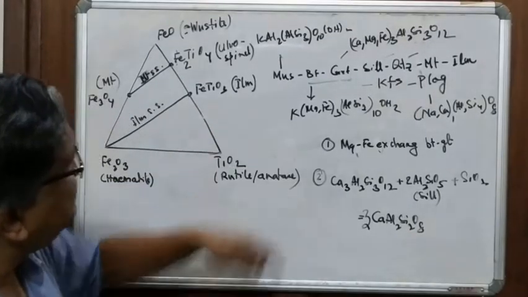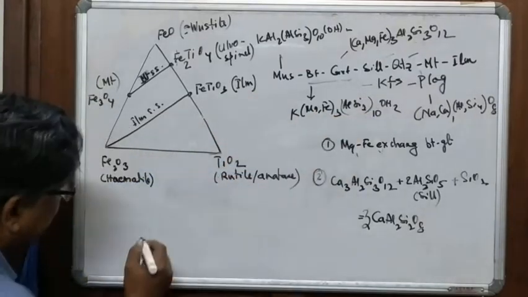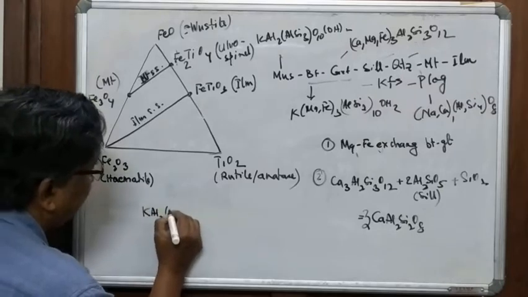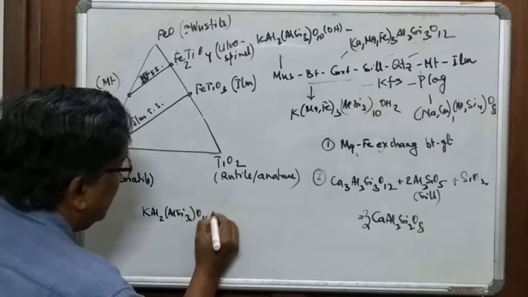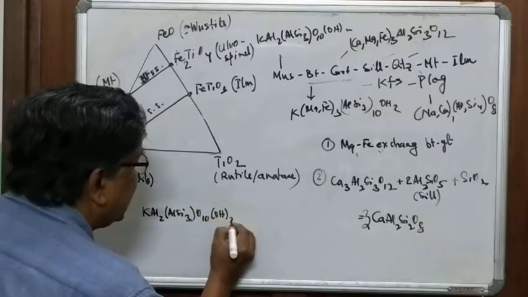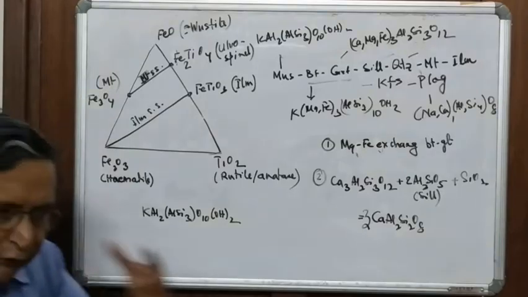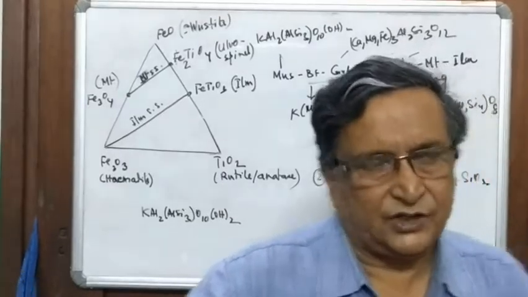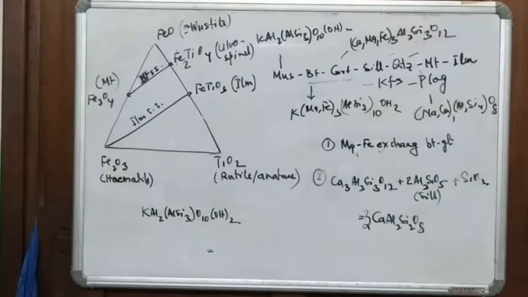So say, for example, if I involve muscovite and biotite, say I involve KAl2AlSi3O10(OH)2. That is muscovite. Now if I have to have a fluid-free reaction, where no H2O comes out of the reaction, then I need to balance the OH2 here.